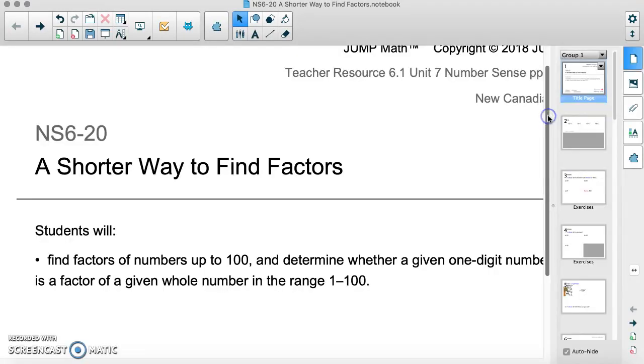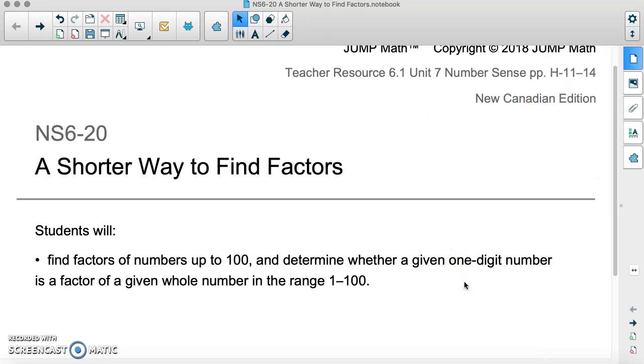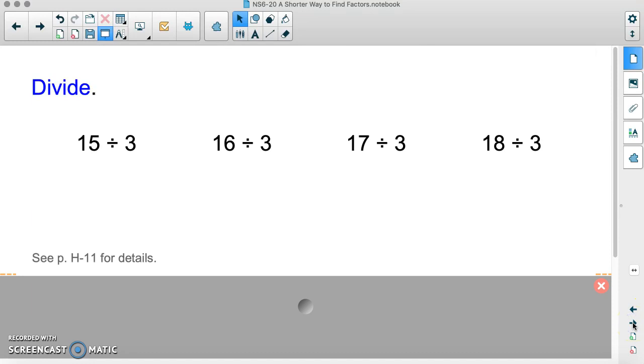Your next lesson is on developing strategies for finding a shorter way to find the factors of numbers. So students will find factors of numbers up to 100 and determine whether a given one-digit number is a factor of a given whole number in the range of 1 to 100. So let's begin. We're going to start with a review of division.